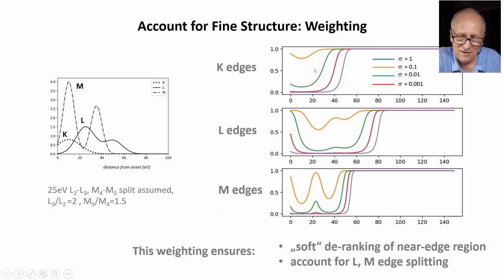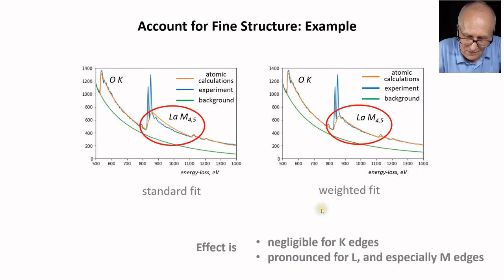And the second, even more important advantage, is that it allows us naturally to account for splitting in L edges or in M edges, which can also be quite significant. And in the GET approach, it's quite hard to take that into account. Well, good.